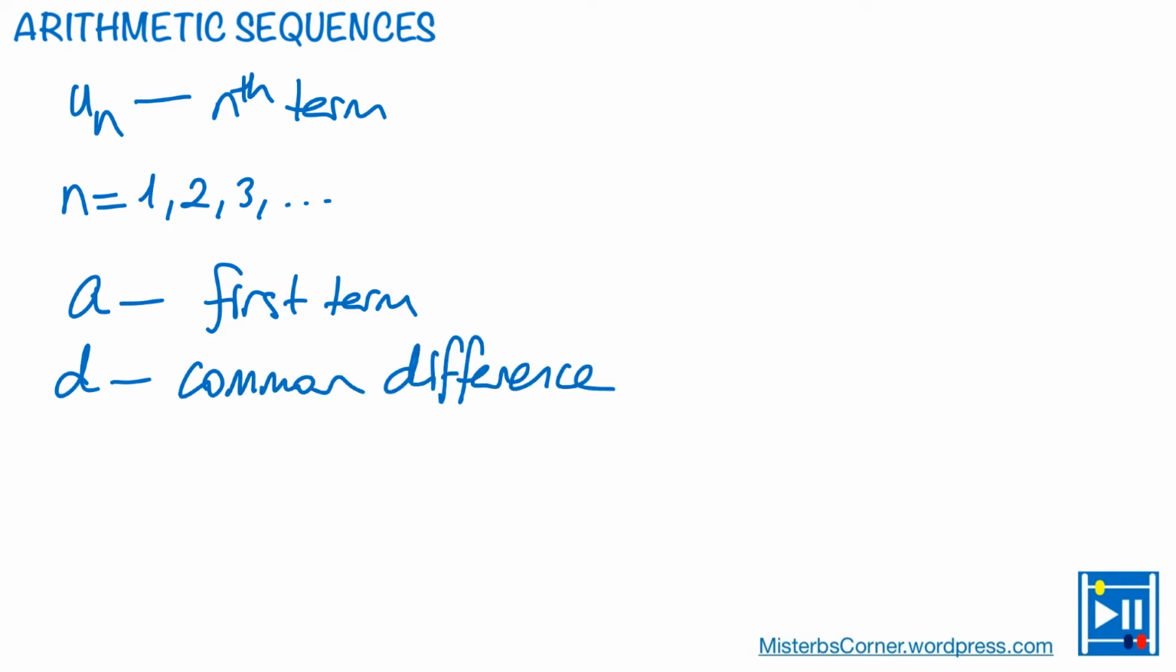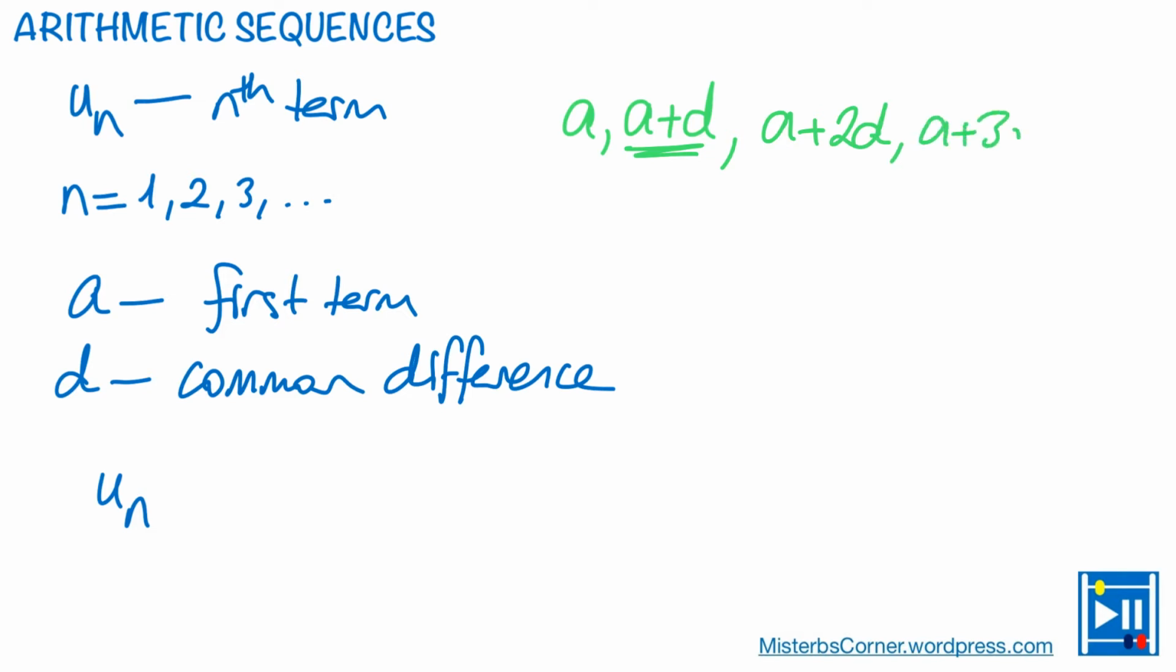And we can describe the nth term by using the first term and the common difference, because the idea is when you write the sequence, you go like the first term, and then comes the first term plus the common difference, and then you just add to the second term another common difference, so it becomes a plus 2d, and then the next term will be a plus 3d, and so on.